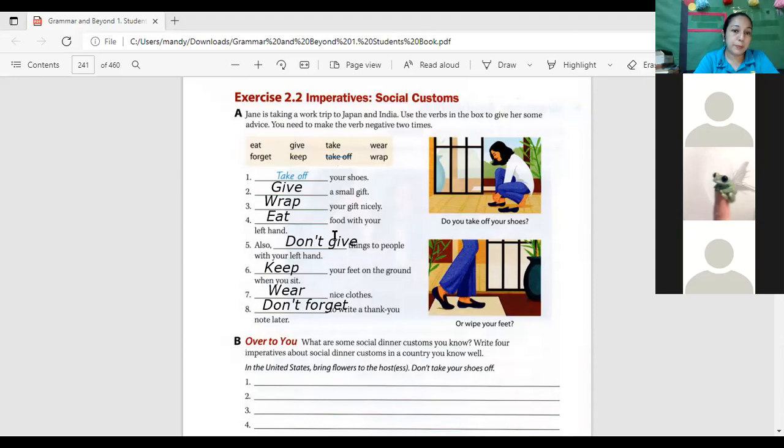You wrap your gift nicely. You eat food with your left hand. And also don't give things to people with your left hand because this one is impolite. Keep your feet on the ground when you sit. Wear nice clothes and don't forget to write a thank you note letter. Yeah? Okay, excellent. Yes, it's a part of the culture of the country that you visit.